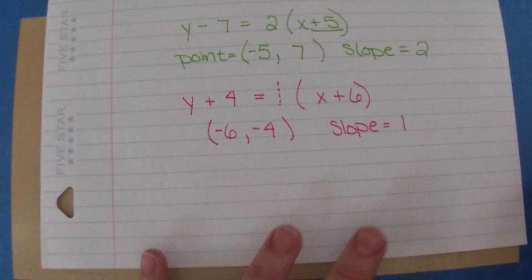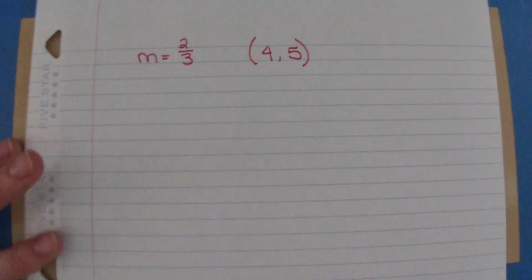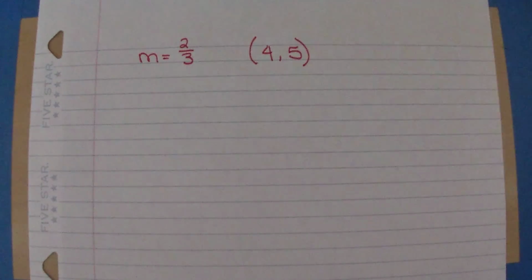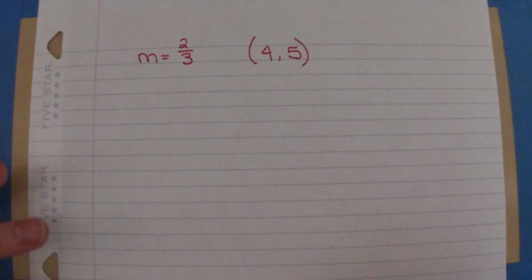Now, we can really do this in either order. Whether we are finding the point and the slope, or whether we are plugging in the point and the slope, we should be able to go both ways. So I should also be able to say, what if my slope is 2/3 and my point is (4, 5)? If we're given these two things, we should be able to plug back into the formula.